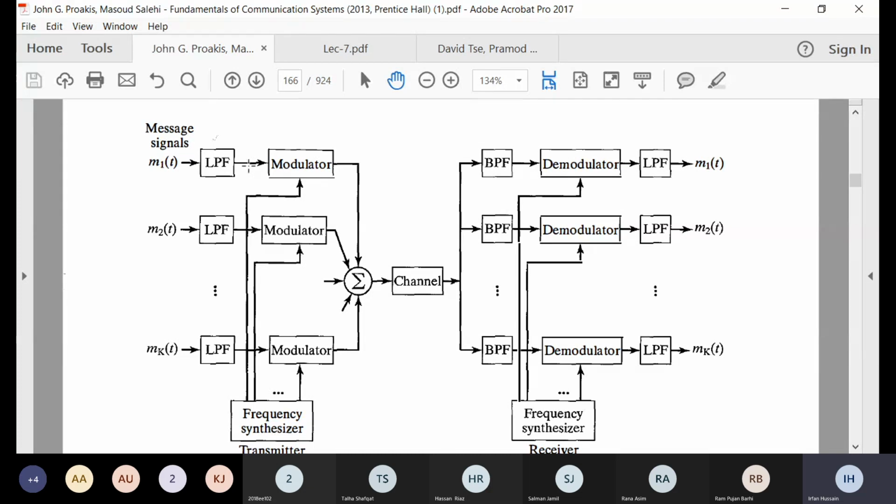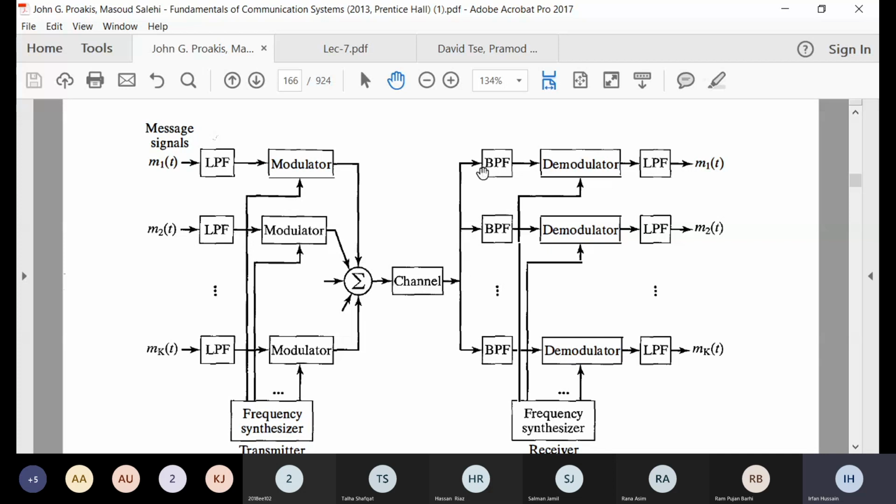Now, each restricted message signal will pass through a modulator. All of these will be different modulators working at different frequencies, making sure that their frequencies have at least a gap of 2W from the frequency of the adjacent modulator. So all of these are now amplitude modulated at different frequencies. They are all added, and then sent through a broadband channel which can pass all of these.